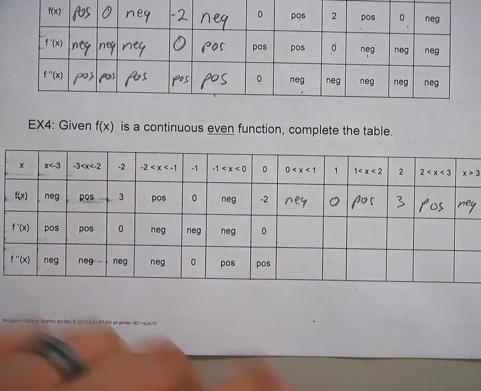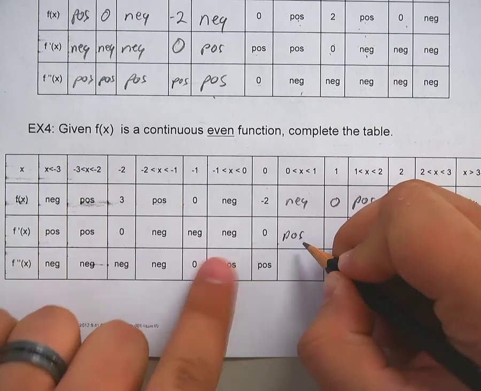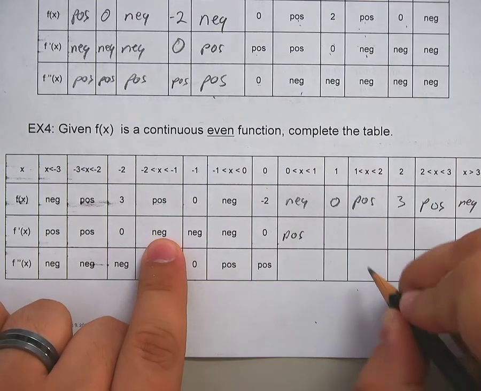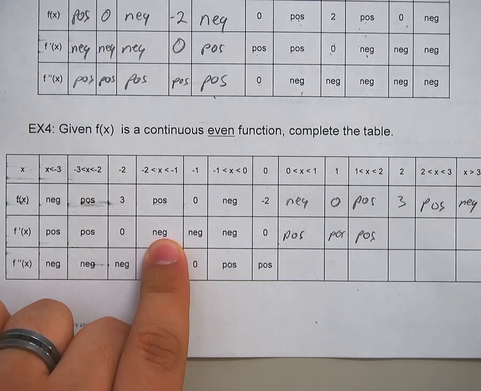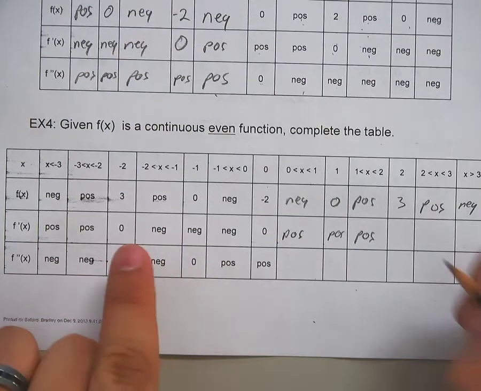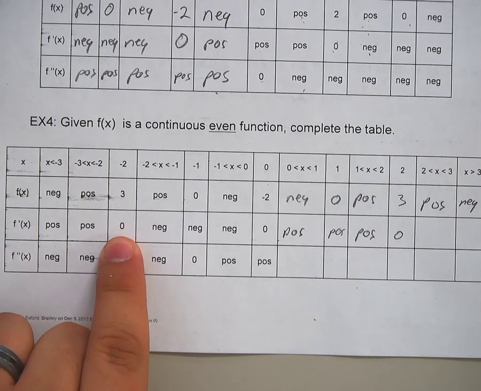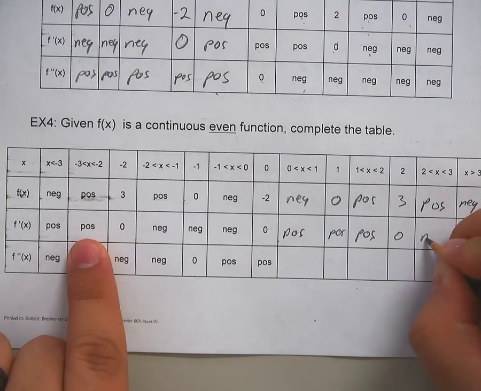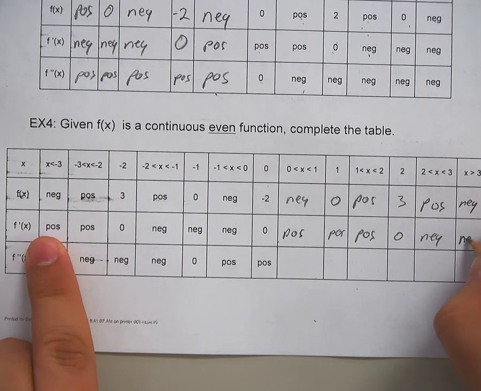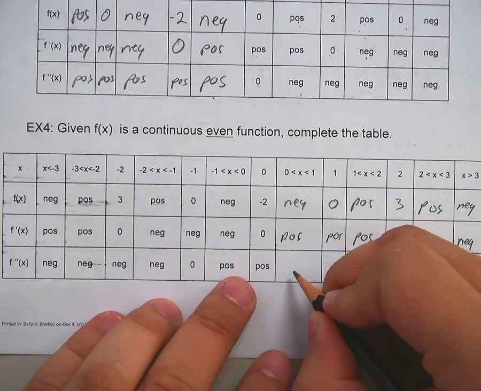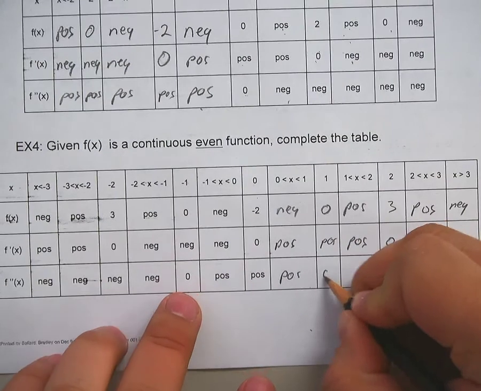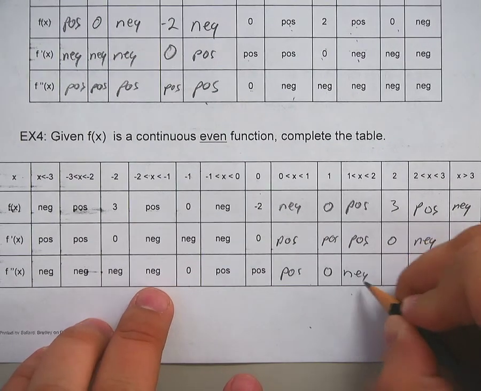Increasing, decreasing are opposites. So this is positive. See how this is negative, negative, negative? That means it's going to be positive, positive, positive. Increasing, decreasing comes from the first derivative, so they're opposites. 0, there is no opposite of 0, obviously. Negative and negative. Concavity is the same. Positive, 0, and the rest are negative.